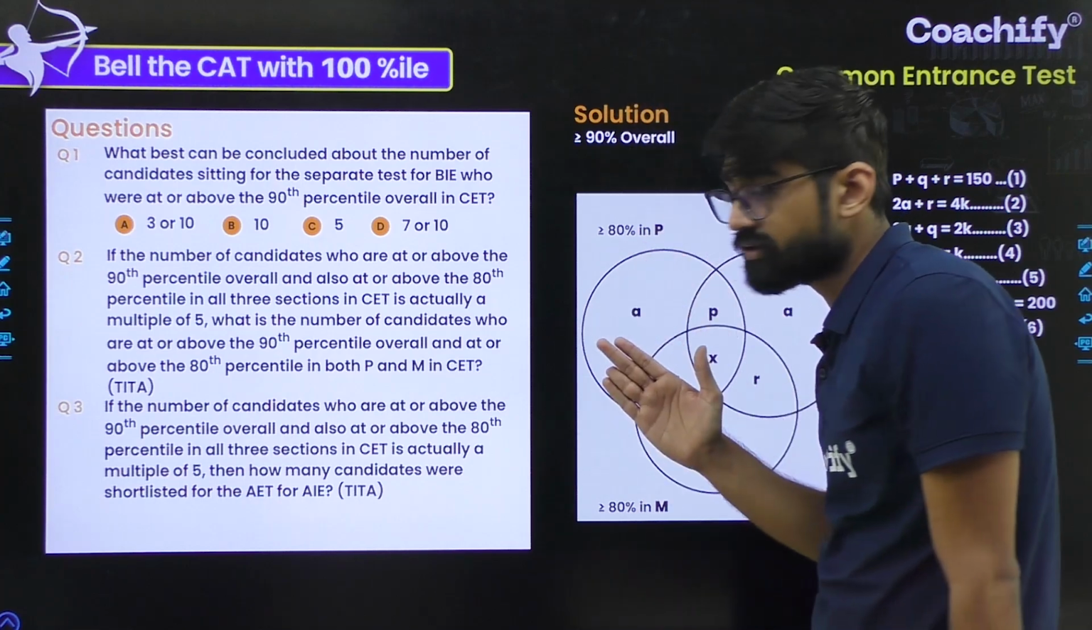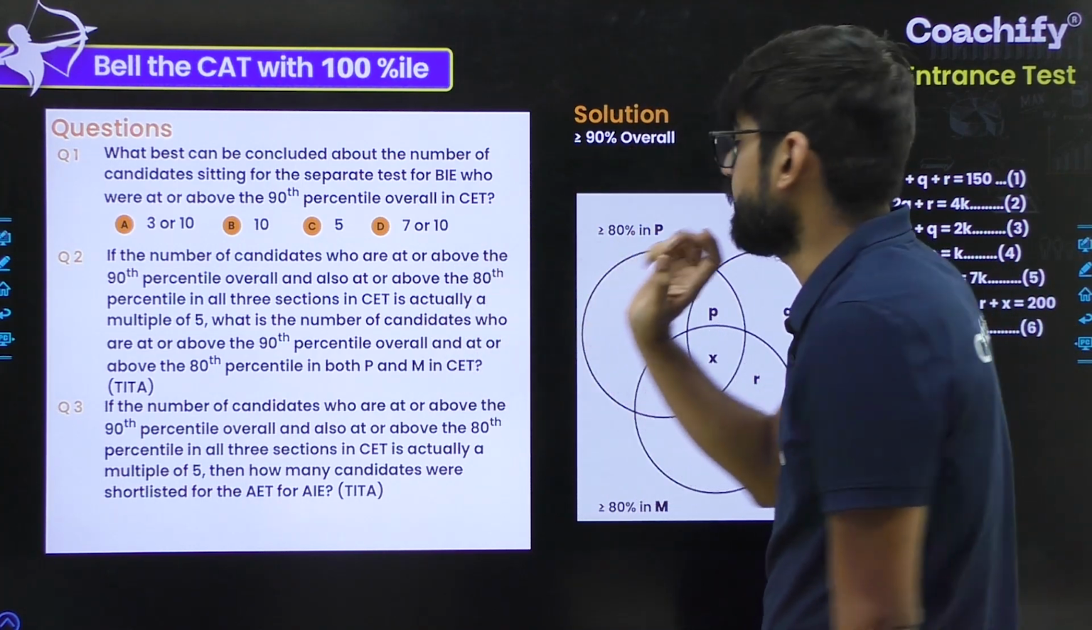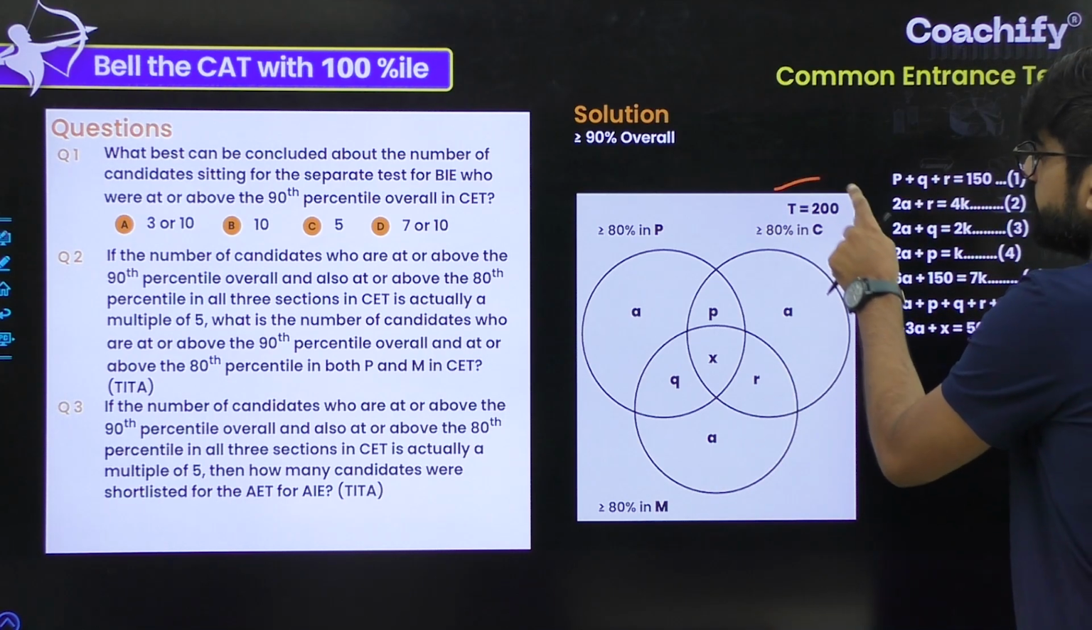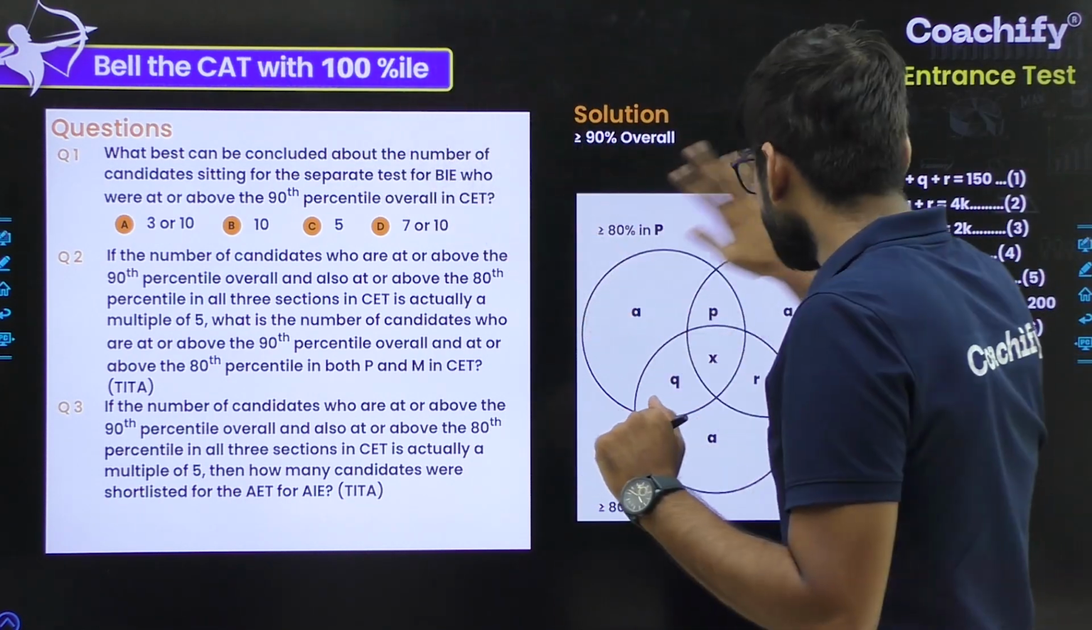That means हम बात कर रहे हैं उन कैंडिडेट्स की जिनका ओवरऑल परसेंटाइल कम से कम 90 है, यानी we are specific about these 200 candidates first of all, right? तो यानी हमें इससे बाहर नहीं जाना है, सो हमें इसी की बात करनी है.